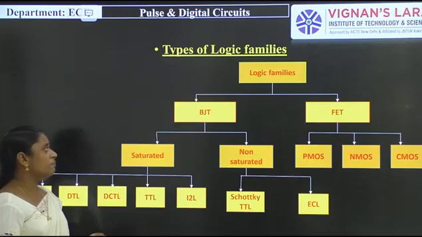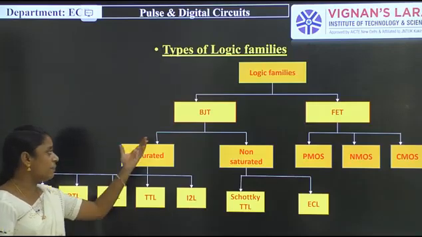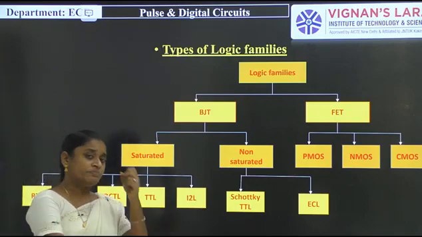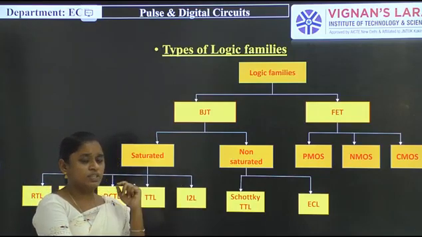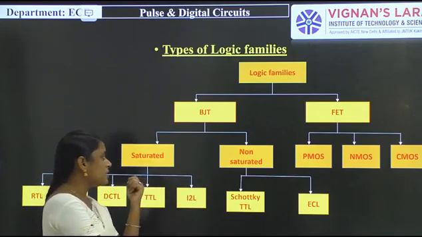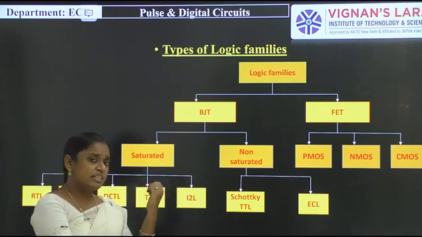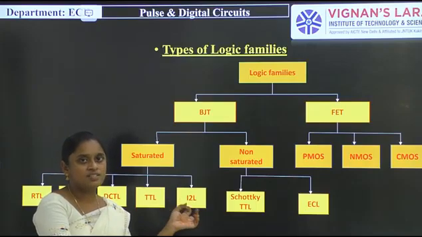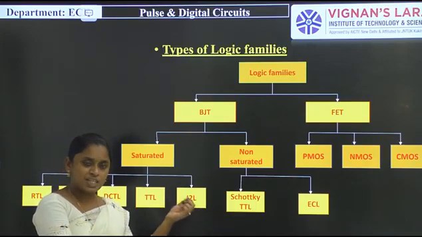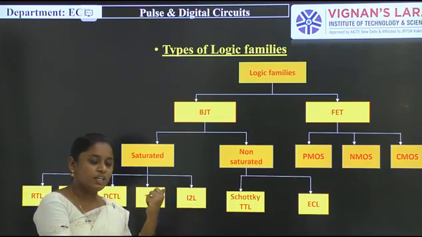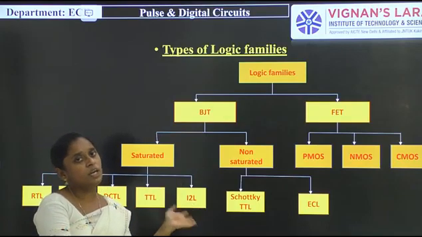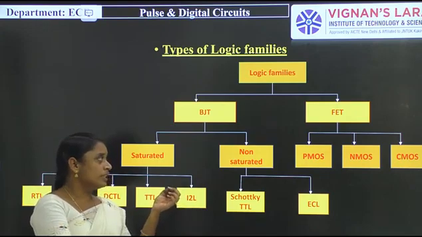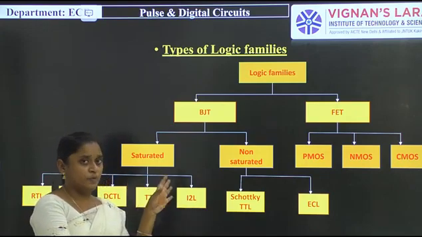The BJT operates in three regions, that is cutoff region, saturation region and active region. Based upon these BJT functions, this is again categorized into two types, that is saturated and non-saturated. Saturation is nothing but the on condition, and non-saturation means it may operate in the active region or in the cutoff region. That is the type of BJT.